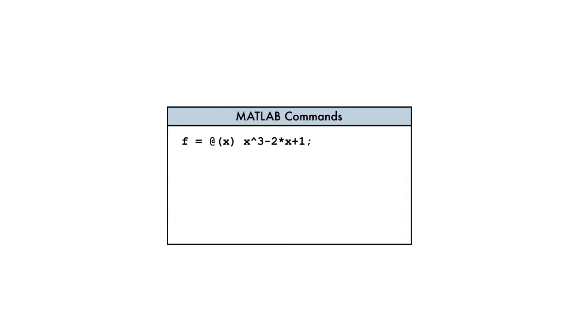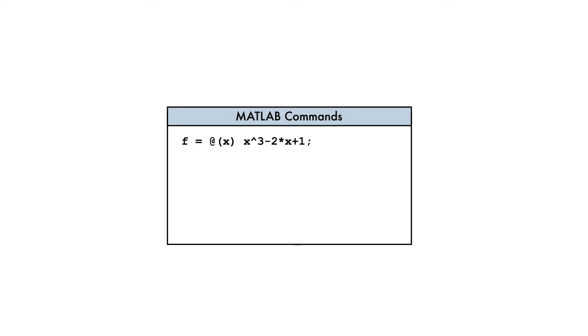input. Let's see how. Our anonymous function will accept a single input argument that we'll call x. Inputs are placed in parentheses following the @ symbol. Anonymous functions return a single output, which is defined after the inputs. Our output will be computed according to the polynomial formula.